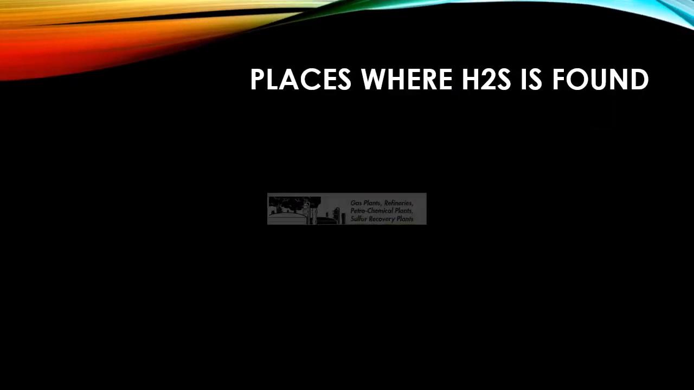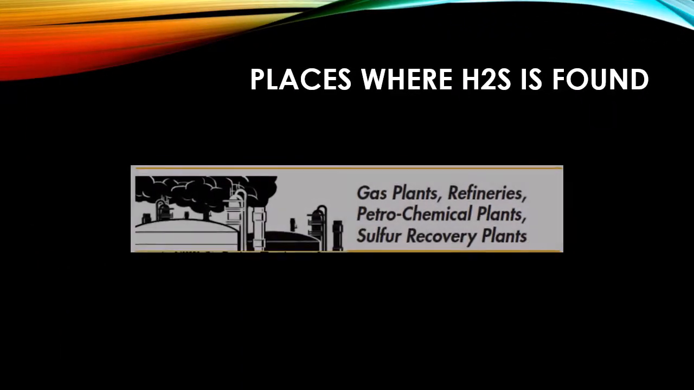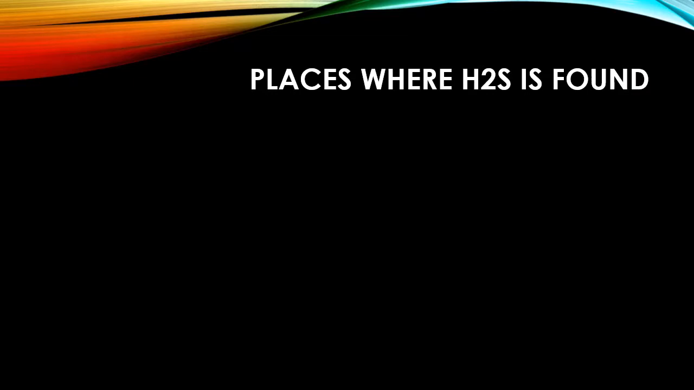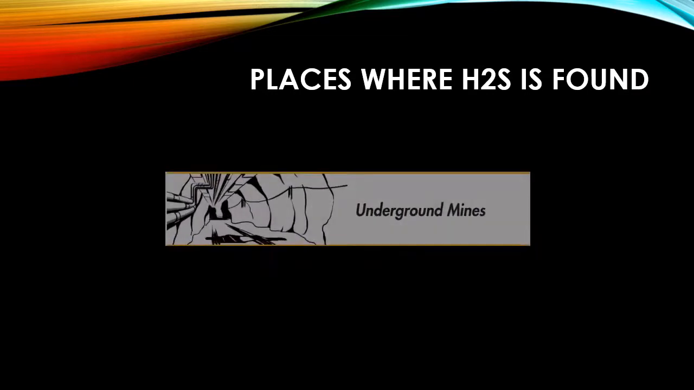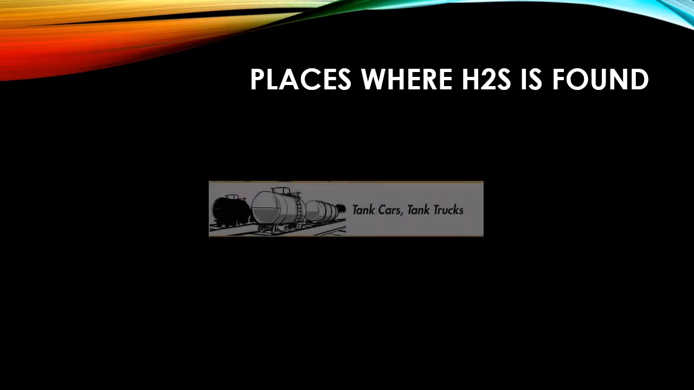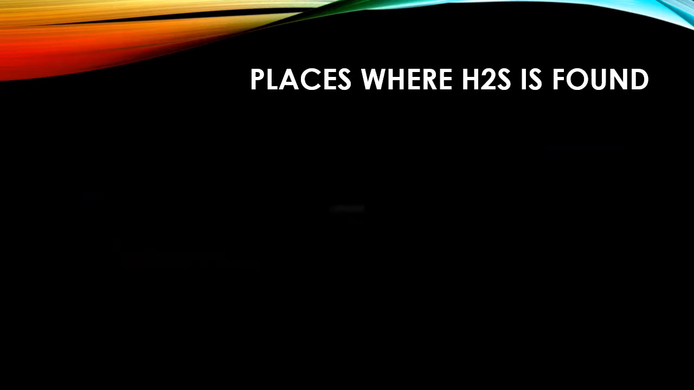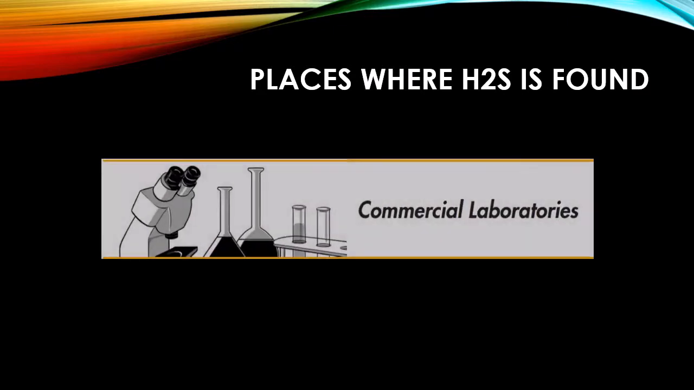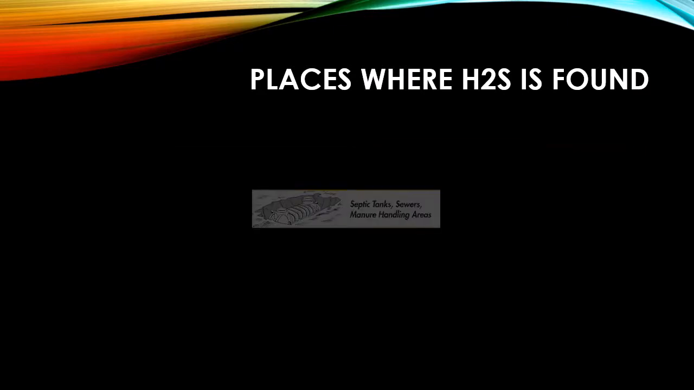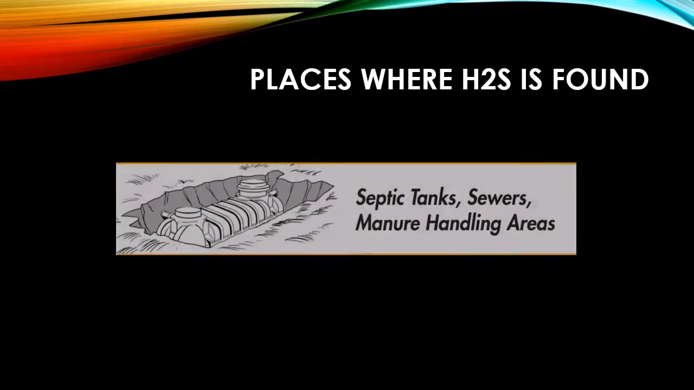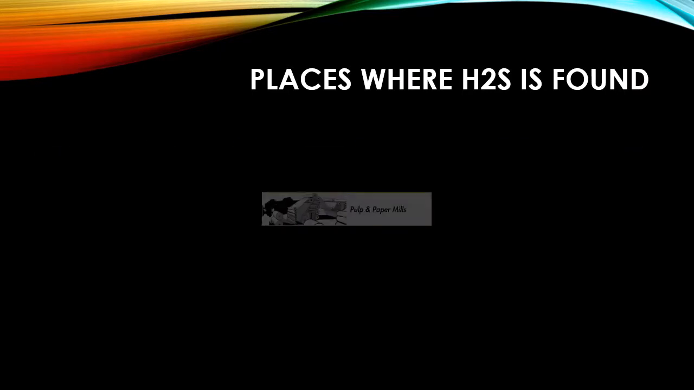Some places where H2S is found: gas plants, refineries, petrochemical plants, sulfur recovery plants, underground mines, tank cars, tank trucks, oil and gas wells, battery stations, commercial laboratories, septic tanks, sewers, manure handling areas, pulp and paper mills, pipelines.